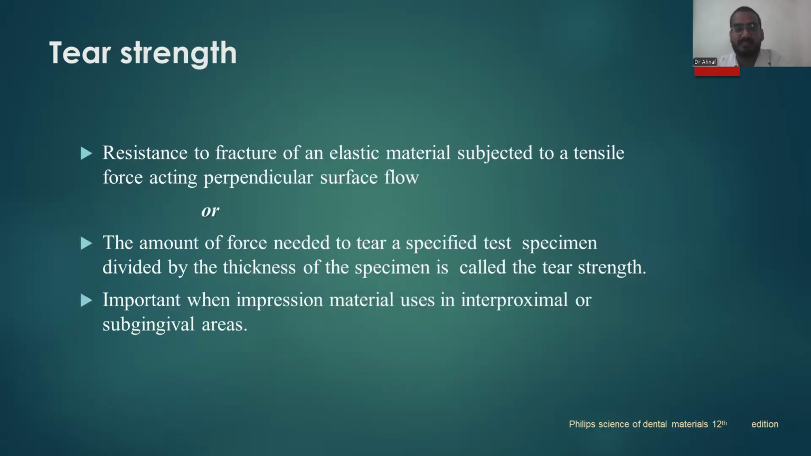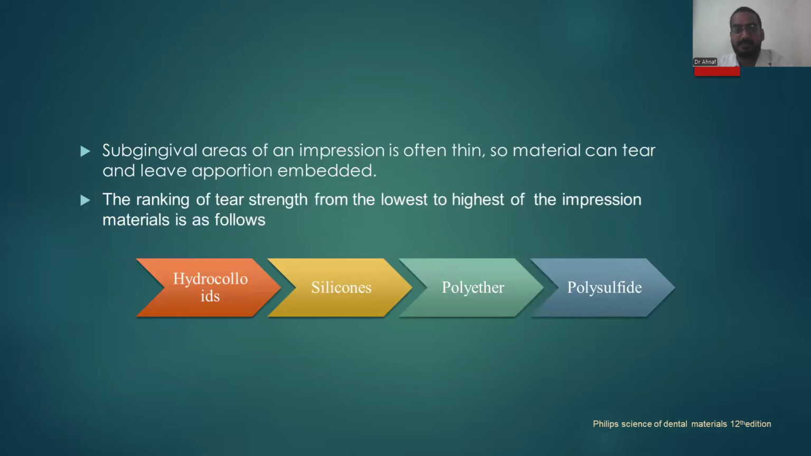So let's come to tear strength. Tear strength is the resistance to fracture of an elastic material subject to tensile force acting perpendicular to the surface flow, or the amount of force needed to tear a specified specimen divided by the thickness of the specimen. This is very important when we try to remove the impression material in interproximal or subgingival areas. The gingival areas of impression materials are often very thin, so there is a chance of the material tearing if it doesn't have adequate tear strength.